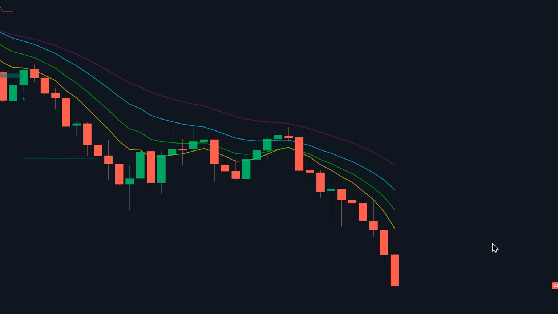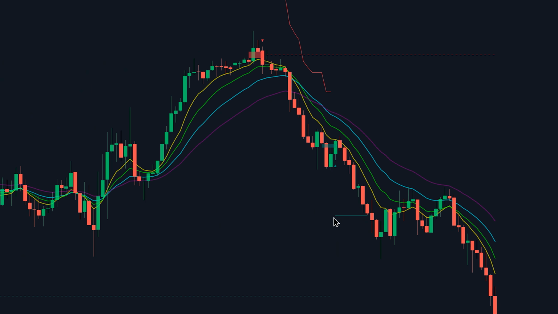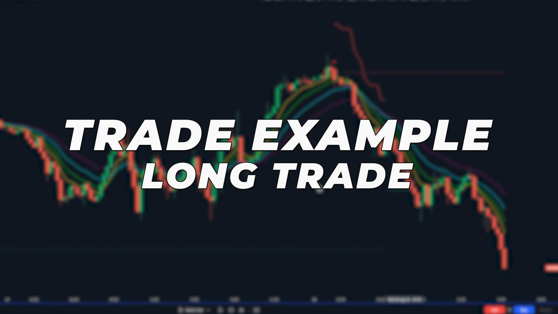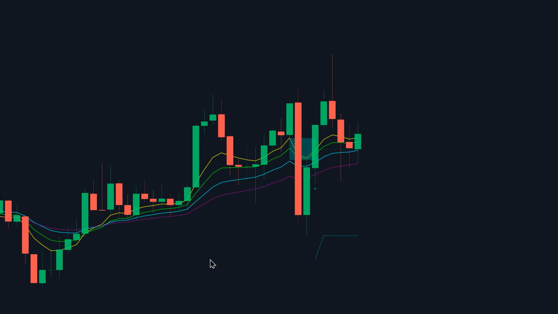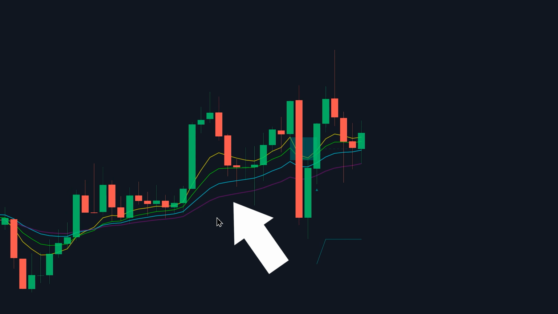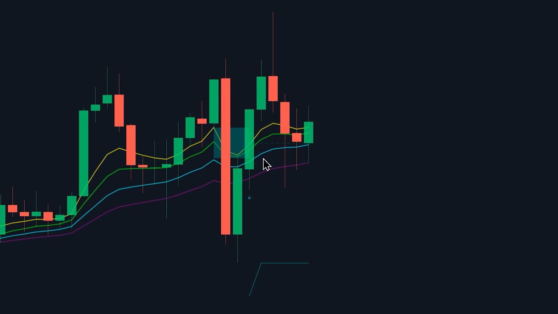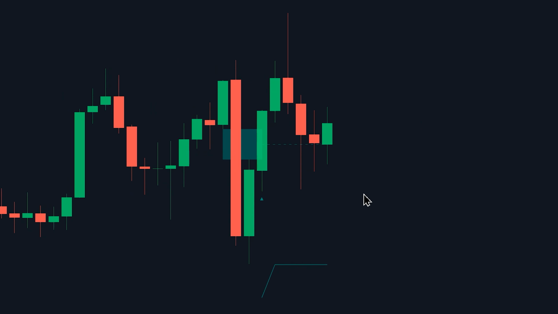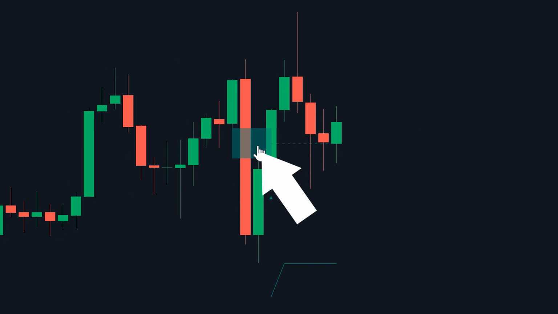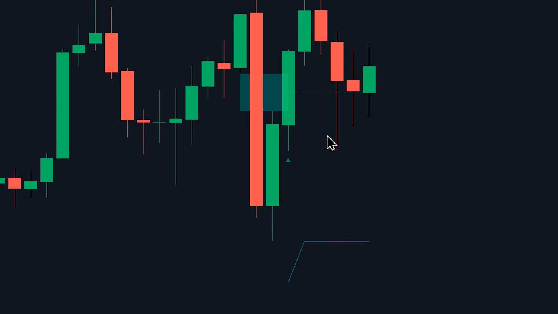Now, let's dive into how we can use this indicator to trade. For a long trade, the conditions are going to be as follows. First, confirm the trend is bullish using the 4 EMAs. They should be aligned in ascending order: 8, 13, 21, and 34. At the same time, the price should be trading above all the EMAs. Number 2, you want to identify a bullish FVG mitigated signal. This will be indicated by the green horizontal level and the upward green arrow.